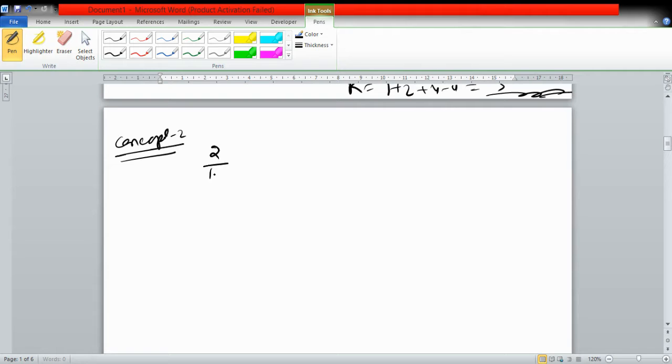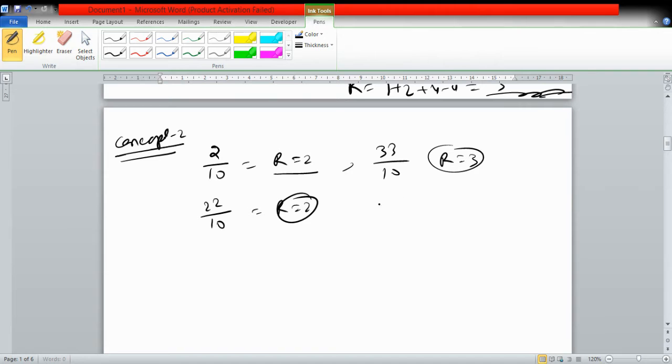If you divide 2 by 10, you will get the remainder as 2 itself. If you divide 22 by 10, then also we will get the remainder as 2 itself. Or if you divide 33 by 10, then the remainder is 3. Or if you divide 45 by 10, then the remainder is 5. So this 2 indicates the unit place of that number. This 3 indicates the unit place of that number, and this 5 indicates the unit place of that number.